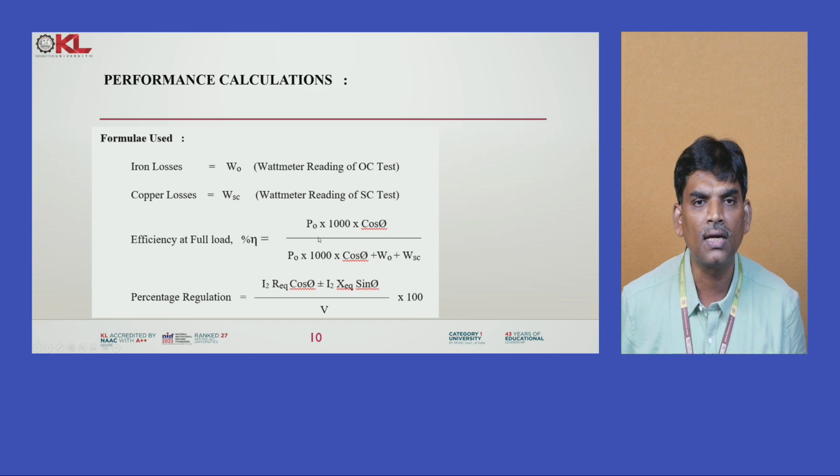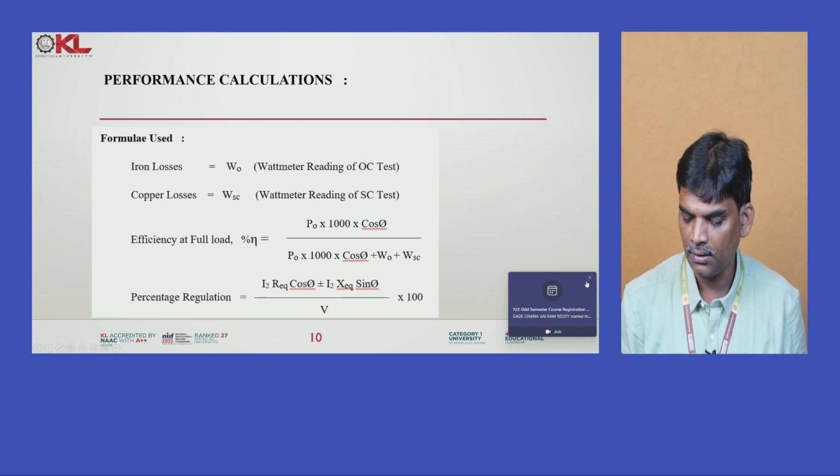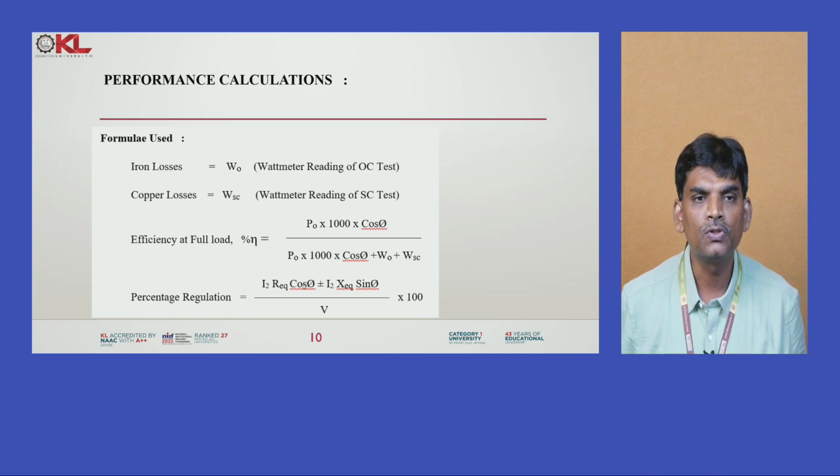Likewise, for half load we consider P0 and WSC is the I squared R loss, so the current is at half value, so the copper loss is one fourth. We apply these values. Based on that, for different power factors and different load conditions, the efficiency of the transformer is easily analyzed by this formula. Another one is the percentage of regulation. By using this formula we calculate the regulation curves.